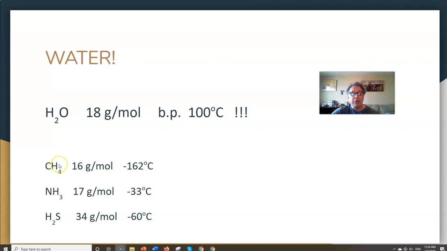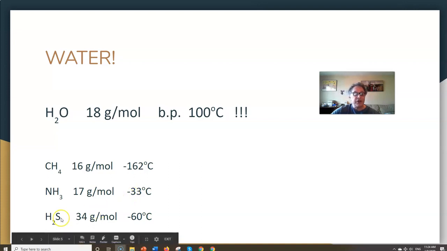Look at some other comparable formulas and molar masses. Methane at 16 grams per mole boils 260 degrees lower than water. That's amazing. That's a huge difference. Ammonia, 17 grams per mole, which begins to look like water now, H2O versus NH3: minus 33, a 130 degree difference. Hydrogen sulfide, which has almost twice the molar mass of water, boils 160 degrees less than water.